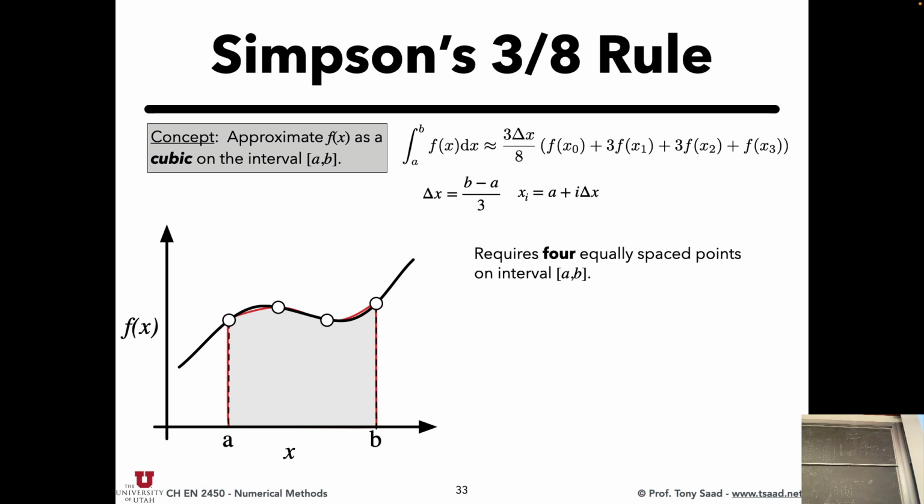Yeah, the error is 0. Pardon me? So even if we go way to the extremes of the function, the error will still be 0 when we apply Simpson's 3/8 rule on a cubic. On a cubic, it doesn't matter. Because on a cubic, you're going to fit it exactly. Yes.